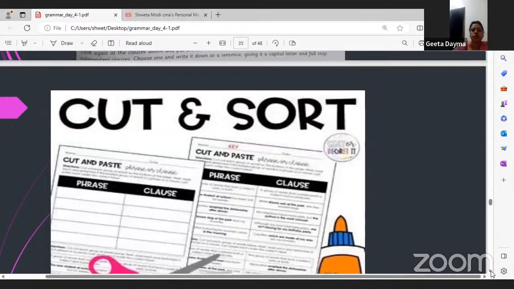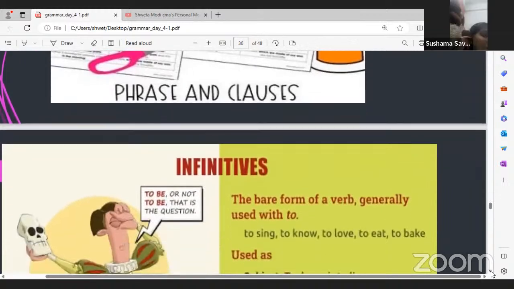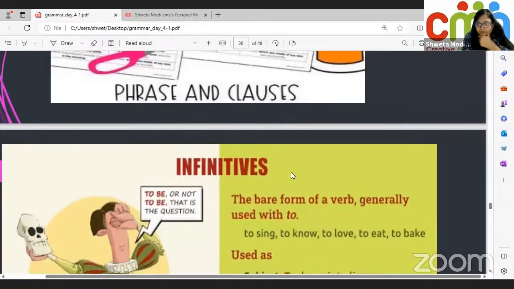So we can ask the children to cut the phrase and clause from magazines. Okay. That activity. Again, I will keep meeting everyone.